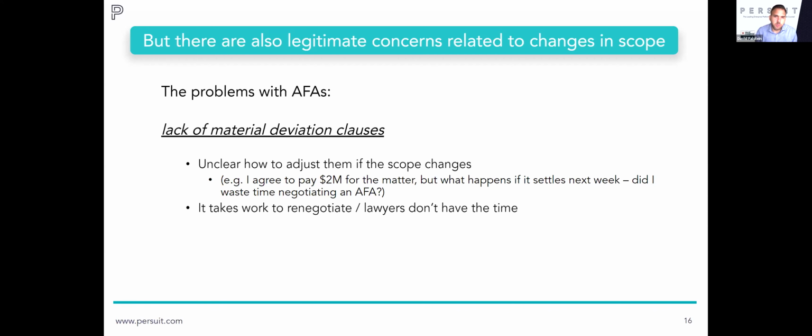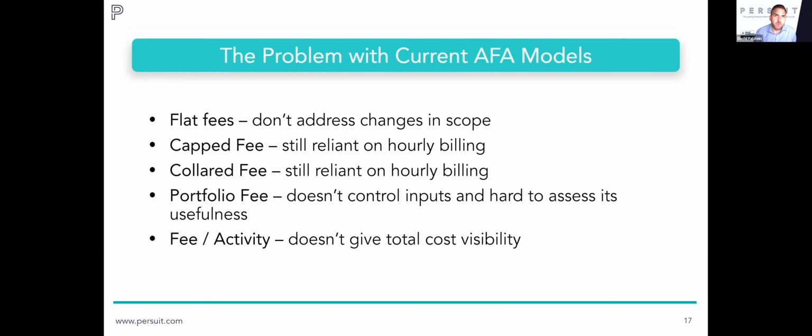Yeah, so that's really where we get into material deviation clauses. When we go through all the different superheroes and the different AFA types, each of them has drawbacks, but almost all of the drawbacks are related to how they handle change, right? So a flat fee per matter doesn't address changes in scope. The idea is that if you're doing a lot of flat fees, it balances out over time. You win some, you lose some.